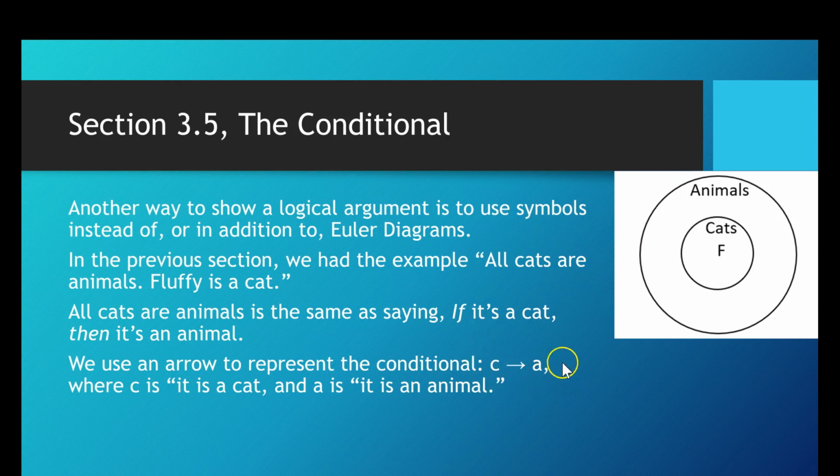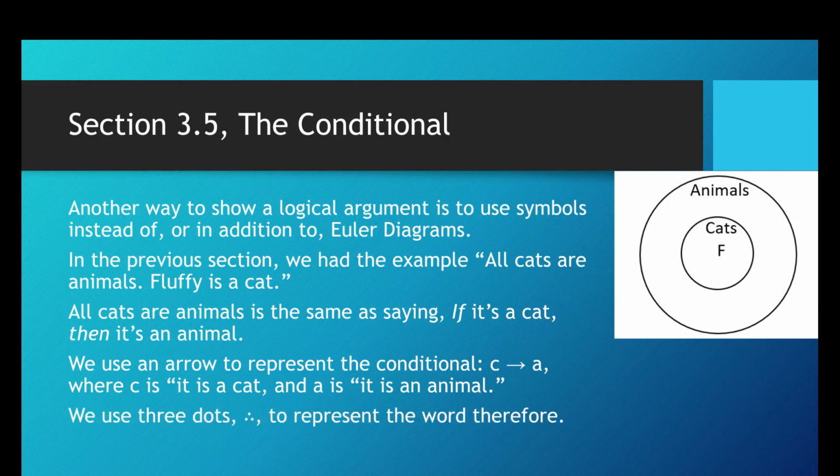And we can use the conditional arrow to represent this. C for cat, A for animal means if it's a cat, then it's an animal. C means it's a cat, A means it's an animal. You can think of this arrow as meaning C then A, or cats, therefore it's an animal, or cats goes to animals. We use 3 dots to represent the word therefore in our argument, which is going to be a lot shorter than writing therefore all the time. So here goes.